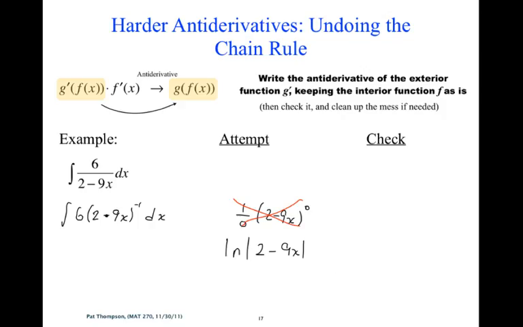So we know we have this 6 here. What else are we going to have when we take the derivative? We're going to have times -9. So how do we compensate for that? Divide by -9. So that's the goal, to be able to do it that fast. Natural log of that thing, we have the 6, and we know we're going to need a -9 also. So you can simplify: -2/3 natural log, absolute value, 2 minus 9x plus c.